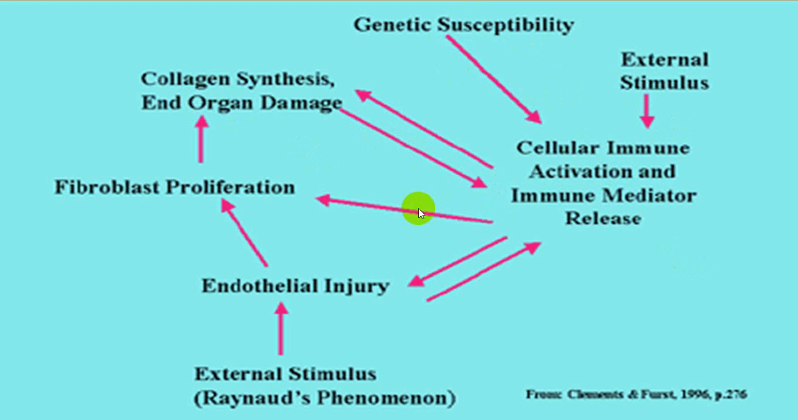It will also stimulate fibroblast proliferation. It will also stimulate endothelial injury. Secondary to endothelial injury, fibroblast proliferation and organ damage. And end organ damage will also give rise to immune mediator release, etc. So this will continue. And external stimulus like Raynaud's phenomena can also stimulate the endothelial injury, and that can also set up again fibroblast proliferation, etc.